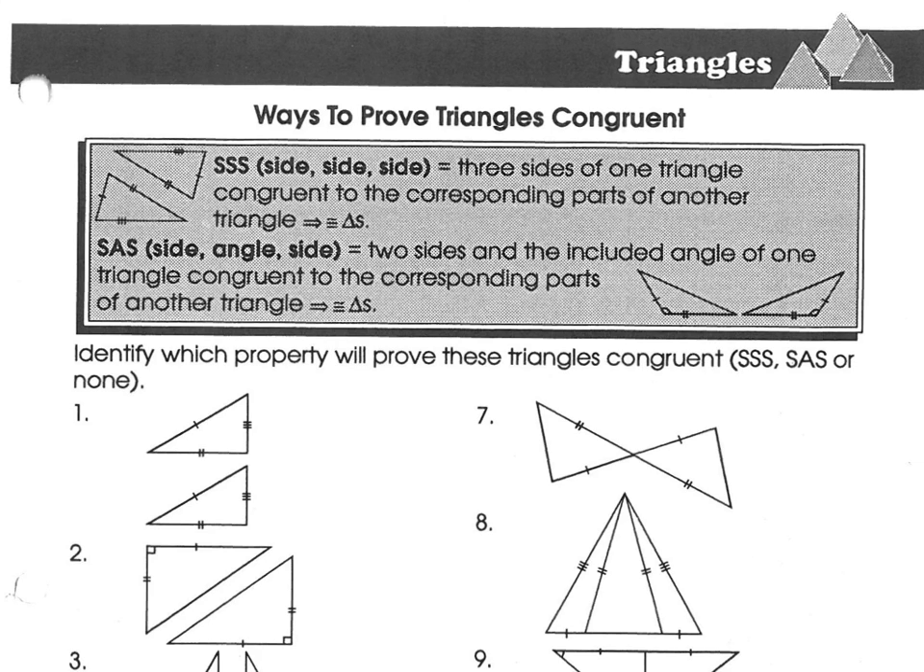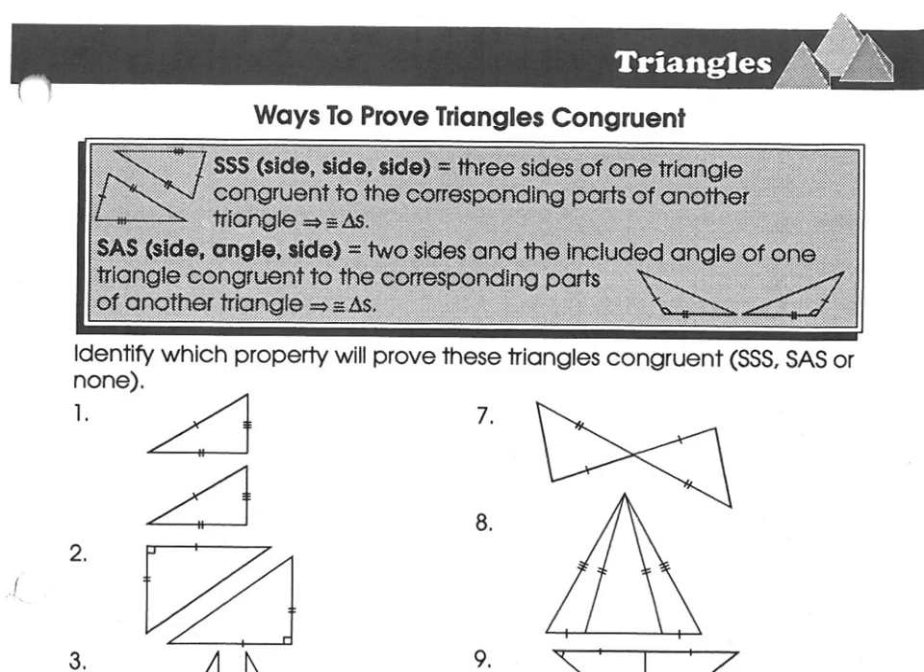Also, the side angle side congruence theorem says two sides and the included angle of one triangle are congruent to the corresponding parts of another triangle, then the two triangles are congruent. So remember, the angle has to be included. It has to be between the two known congruent sides. If it is not where those two sides meet, then it is not the included angle, and you can't use the side angle side postulate. So let's take a look at these.